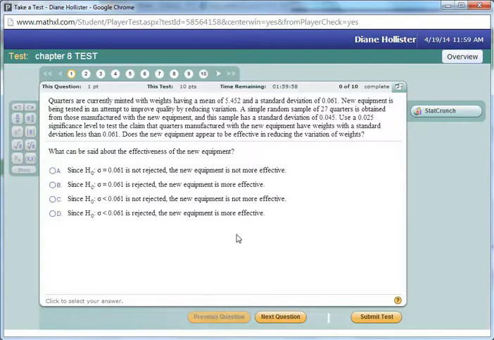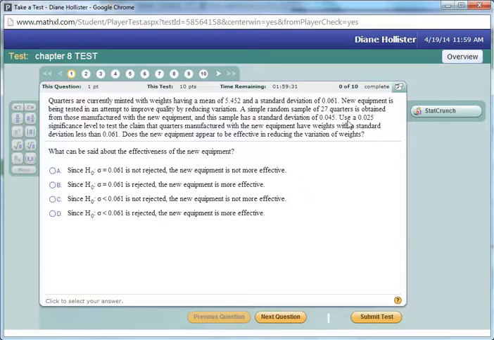So here's the first question, or one of the questions you would receive, about the quarters and their mints, very similar to one of the homework questions, as well as questions in the study plan. Remember that in this chapter there are three primary types of problems you can get: those where you're testing proportions, those where you're testing the means, and those where you're testing the standard deviation. And pretty much every problem tells you what type of problem it is.